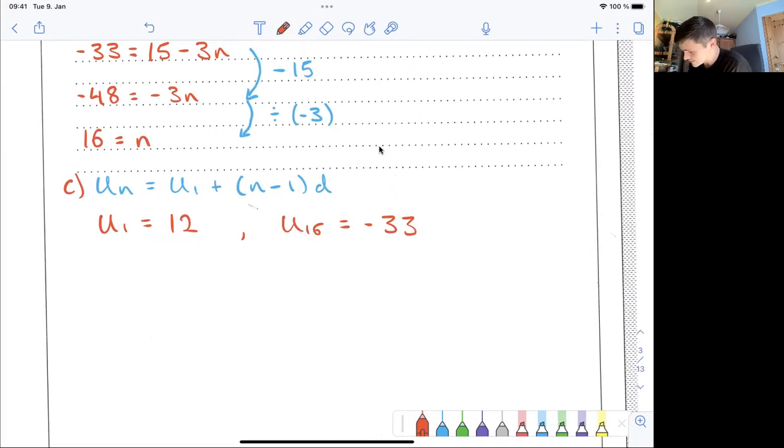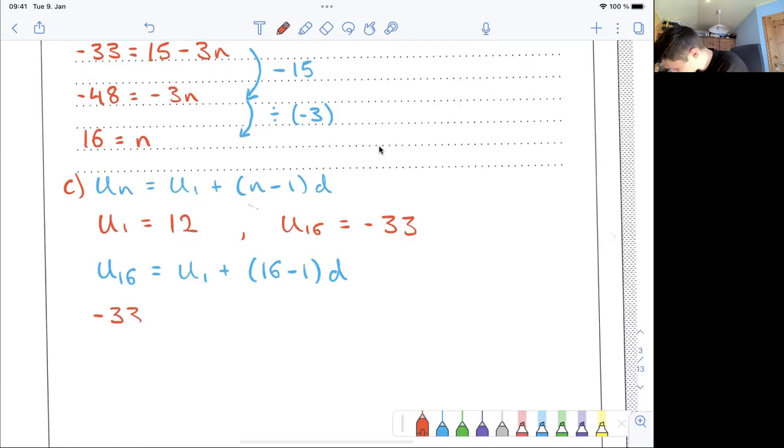So substitute n is equal to 16. And so we'll have u16 is equal to u1 plus 16 minus 1 multiplied by d. Okay, so now plug in the values that we know. We know u16 is negative 33. We know u1 is 12. We can solve 16 minus 1, which is going to be 15.